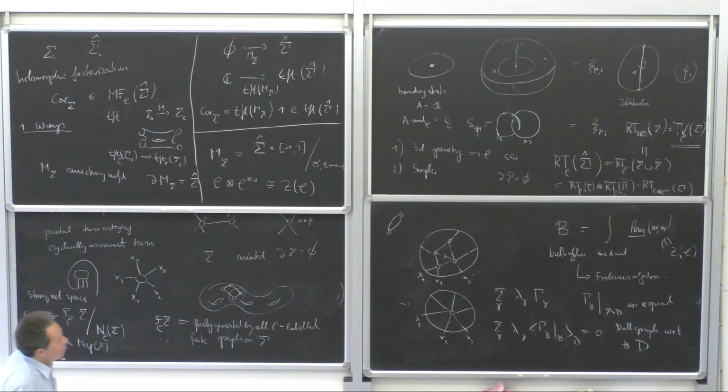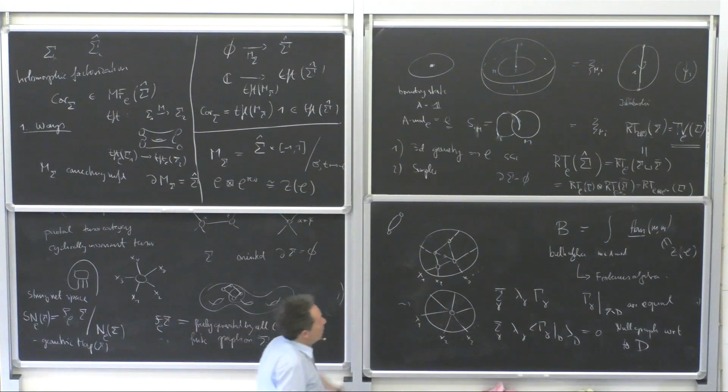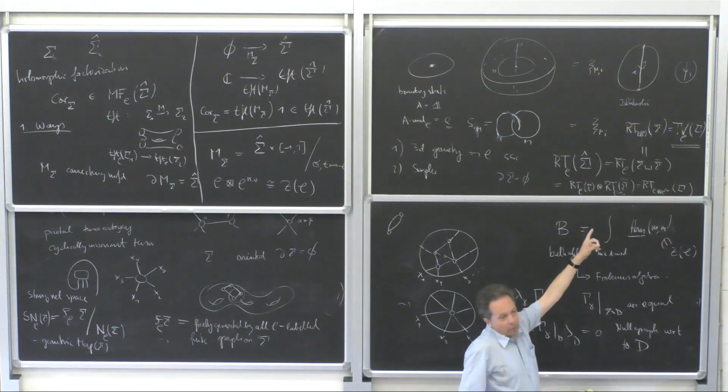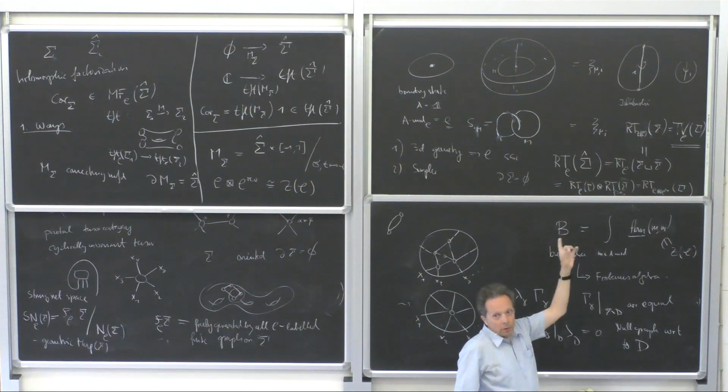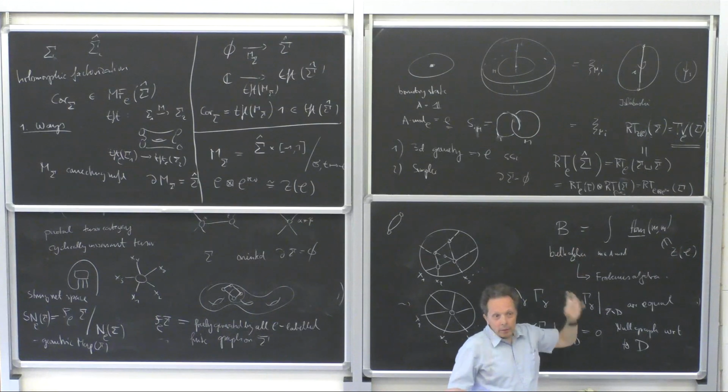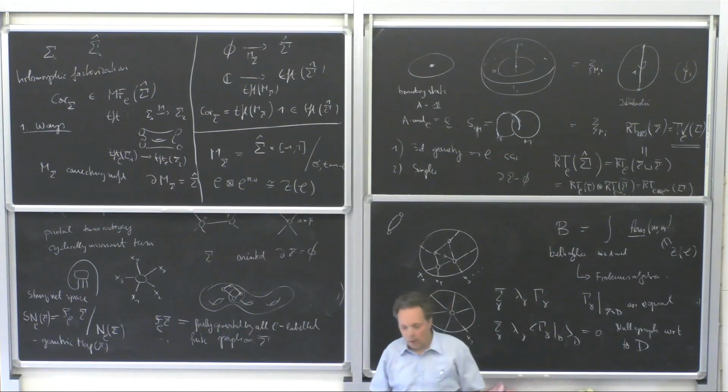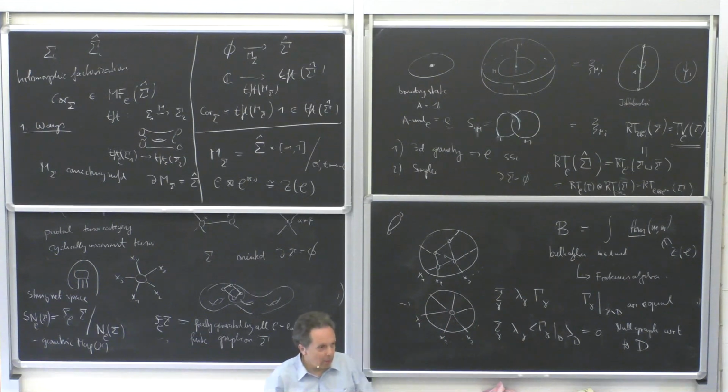So the first observation is the input for a Drinfeld center construction is not a braided category, but it is just a category with a tensor product, a monoidal category. It yields the Drinfeld center, which is braided.